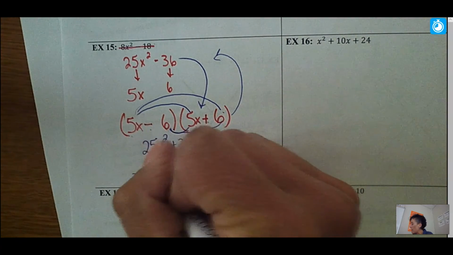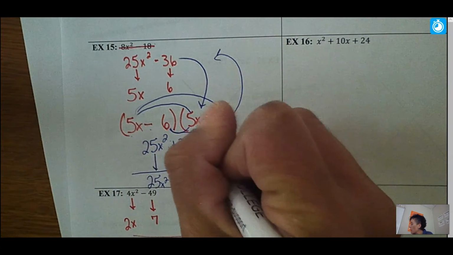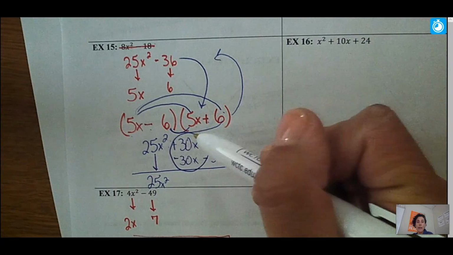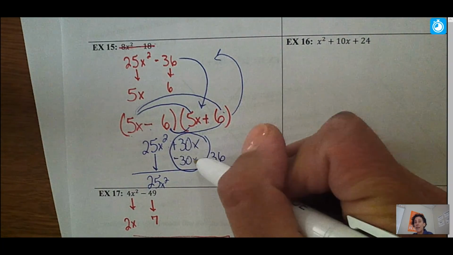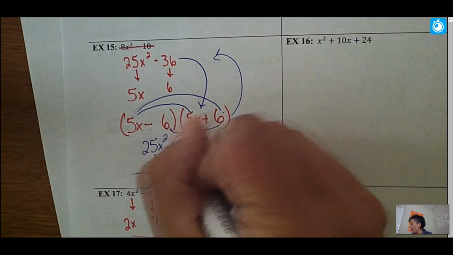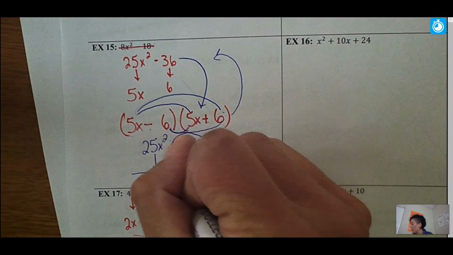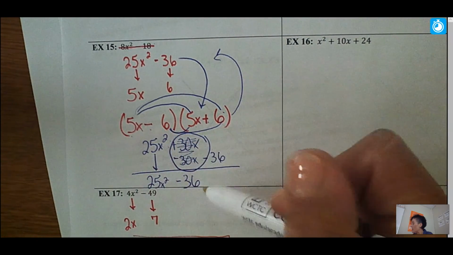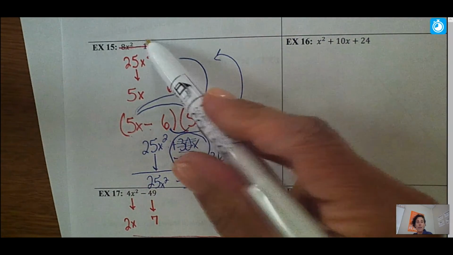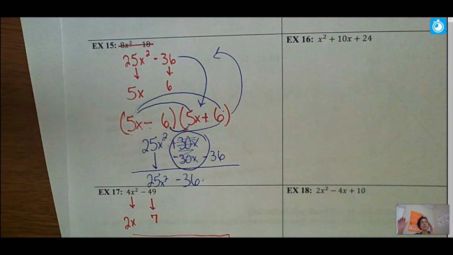This can just drop down. And when I go to combine these, what I hope you see is that with a positive 30x and a negative 30x, they, as we like to say, cancel each other out. And then this minus 36 can just drop down. So as you see, I go back to standard form, and that's what we're doing. We're just making equivalent versions of the same problem.